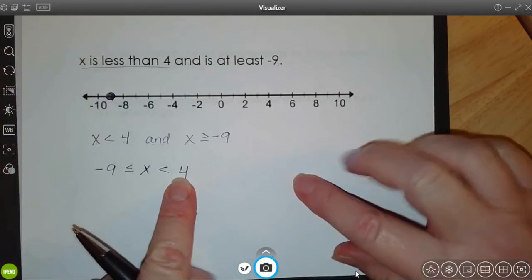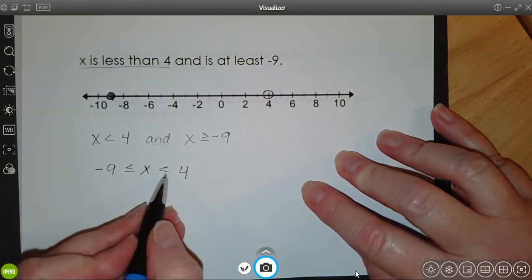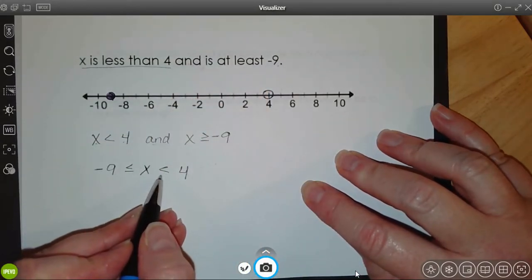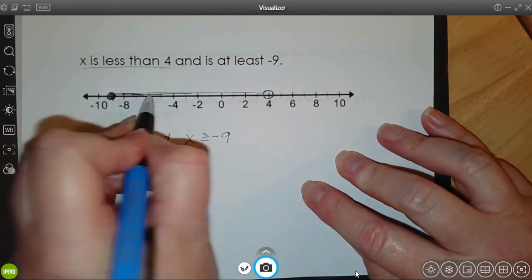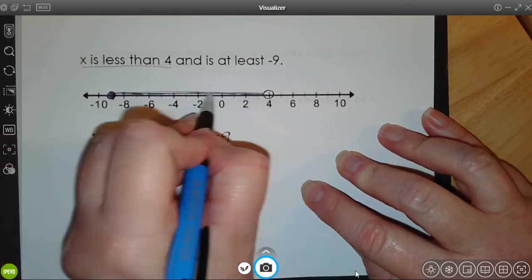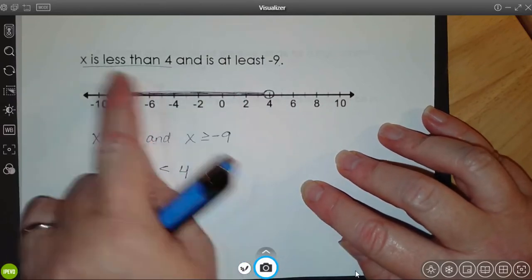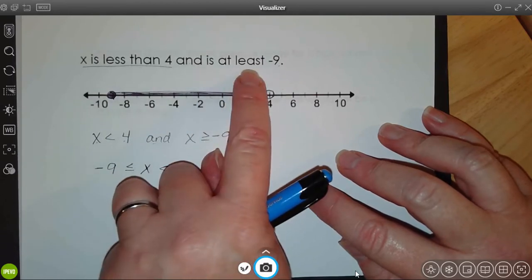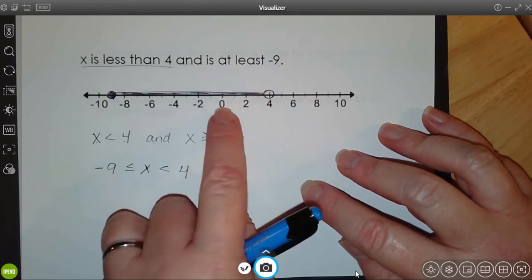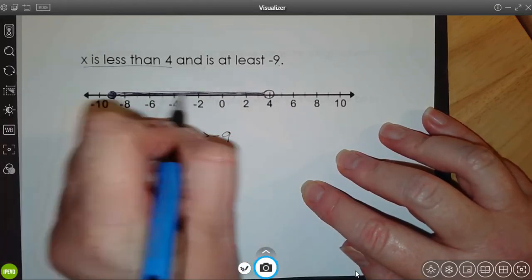And I'm going to go to the +4. I will not be coloring it in. There's not an equal sign. This is going to be the space in between. And I can check. Say if I check 0. Is that less than 4? Yes. Is it more than or at least -9? More than -9? Yes. So this is the correct area in between.